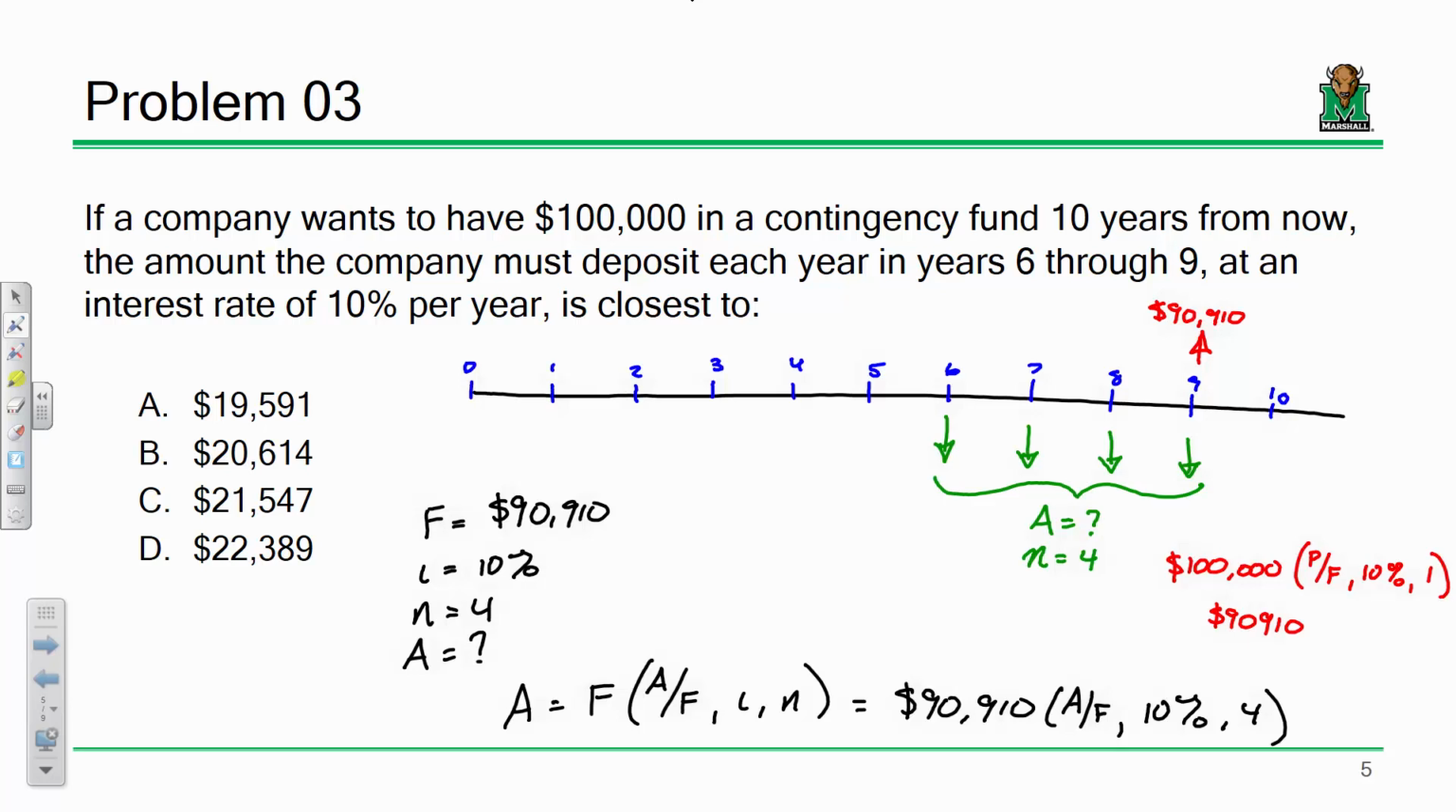I started with the 100 grand that you got at year 10, and then I did P given F at 6, and then I did A given P at 3. Hold on. So I've got 100 grand at 10 going up, and so I need P at 6. No, it's at 5. Remember, annual worths start at year 1. Present value would be here.